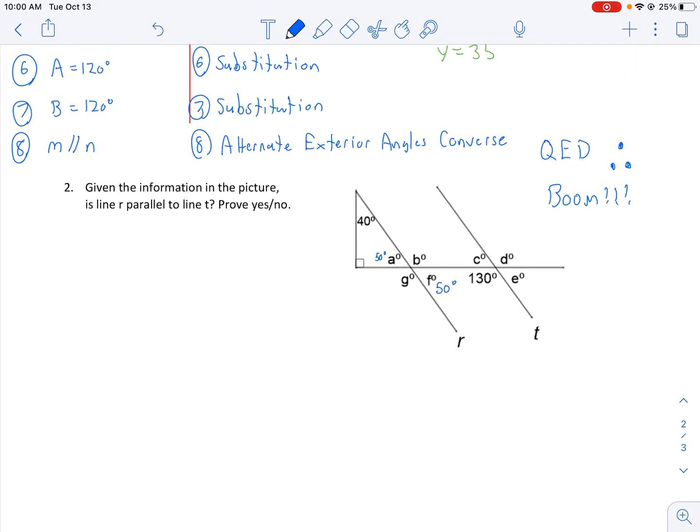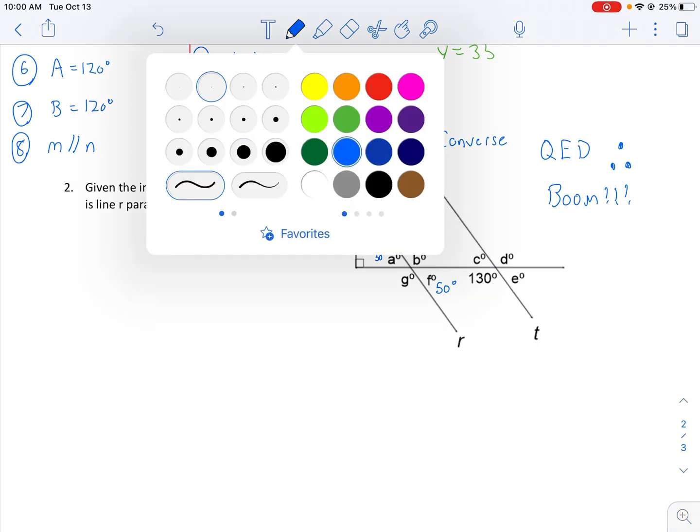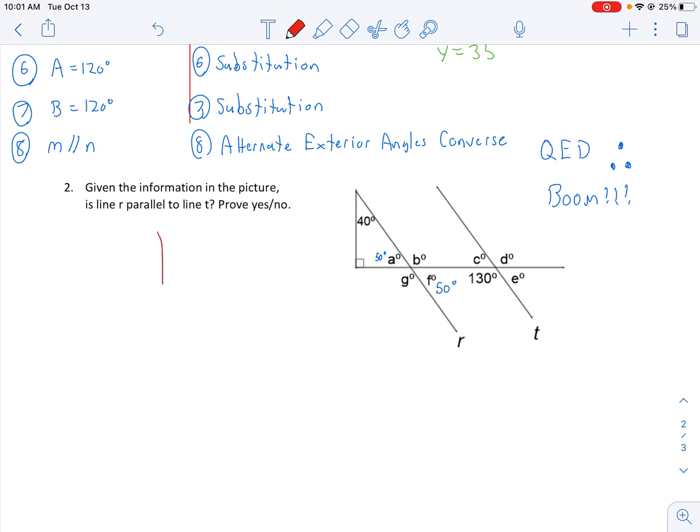So you might have come up with different information here. You could have even found angle G right now to be 130, and then that's corresponding with that angle. And so if corresponding angles are congruent, then we know the two lines are parallel. So like I said, a bunch of different ways. So let's write this one in a more formal proof. A lot less steps than the previous one.